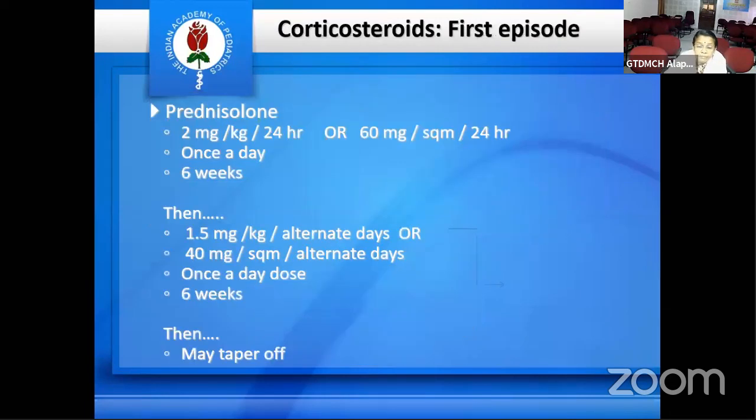Corticosteroids are the mainstay of treatment in nephrotic syndrome. The dose is 2 mg per kg per 24 hours, once a day for 6 weeks. Then you can change the dose to 1.5 mg per kg on alternate days, once a day for 6 weeks, and then taper off the dose. You cannot stop it suddenly. You can taper and stop.